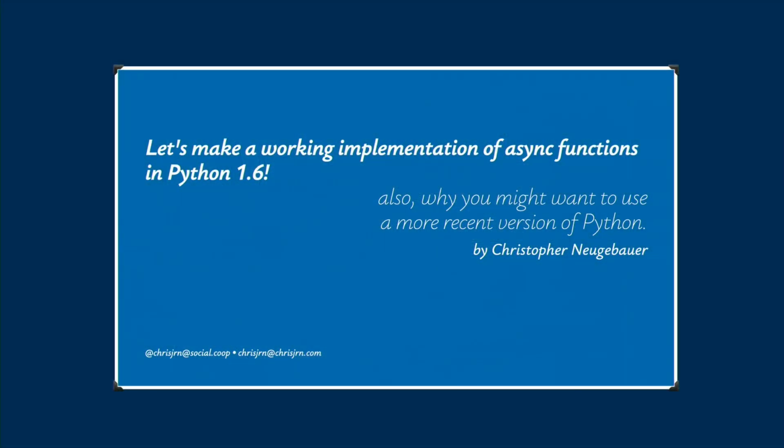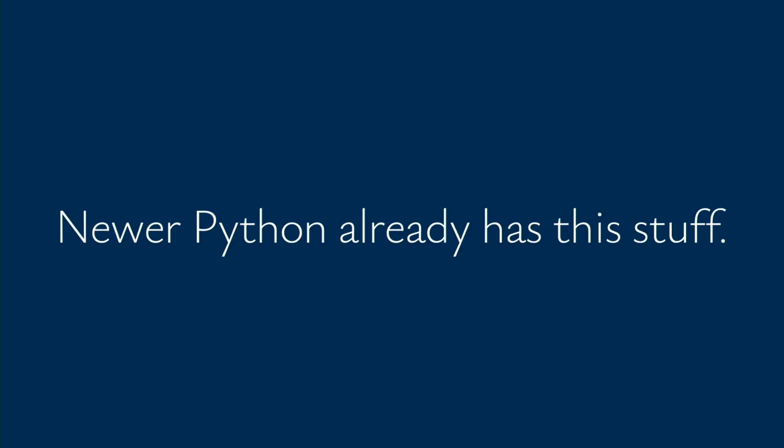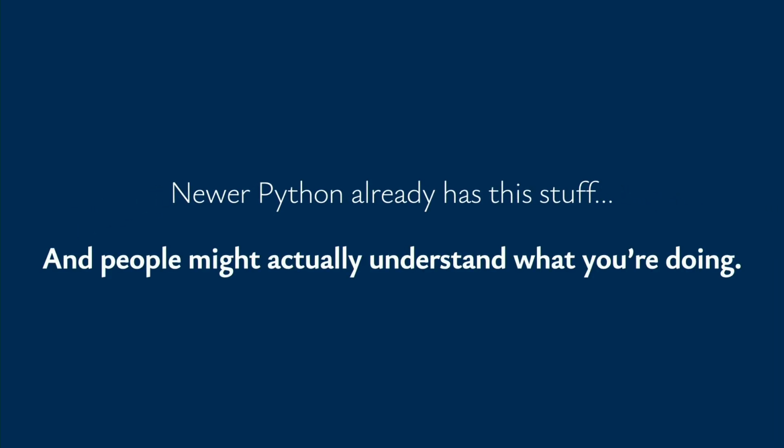So when I started giving this talk, I promised a working version of async functions for people stuck on Python 1.6. Oh, lights. That's exciting. Wow, there's a lot of you here. I promised a working version of async functions for people stuck on Python 1.6, but I also asked why you might want to use a more recent version of Python. And the answer to that question is that newer Python already has all this stuff, and people might understand what you're doing.